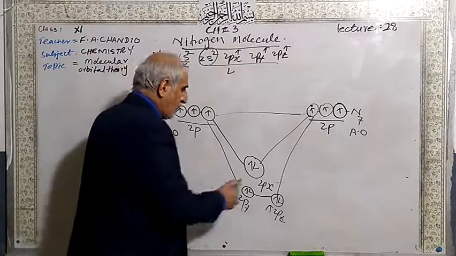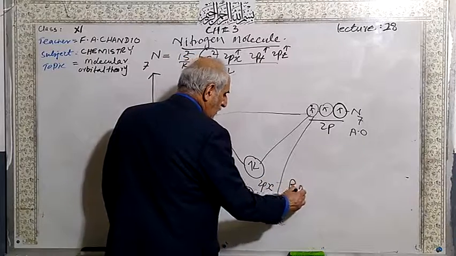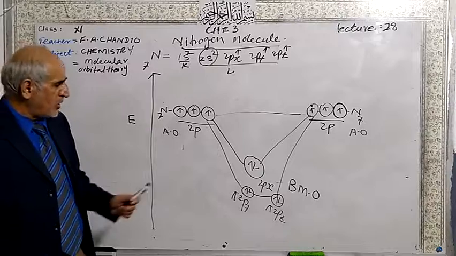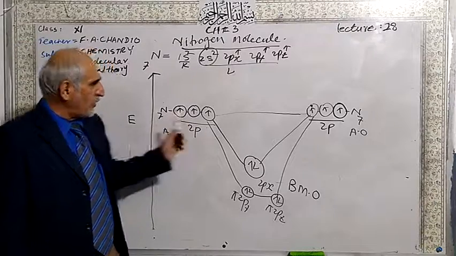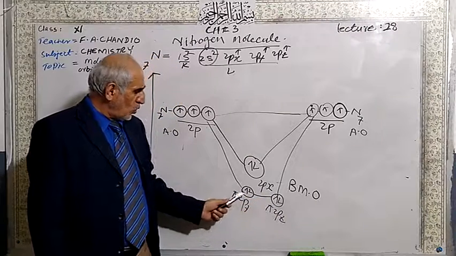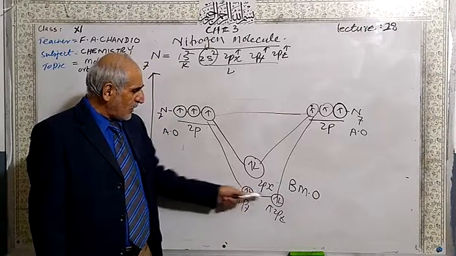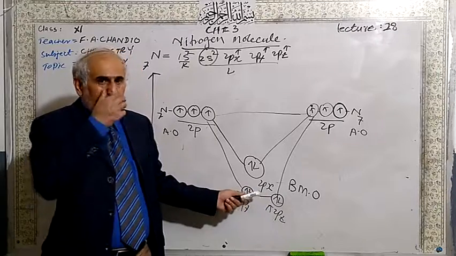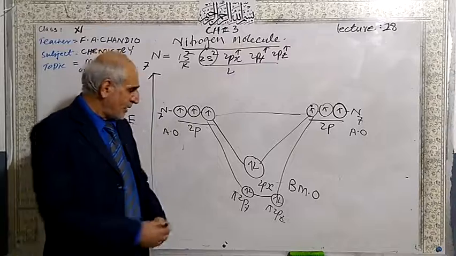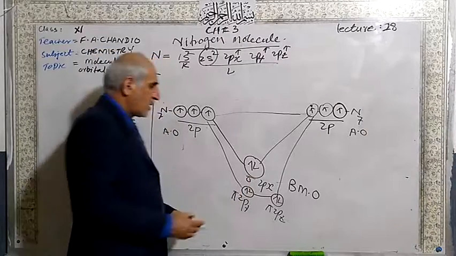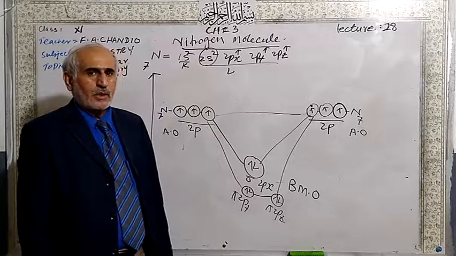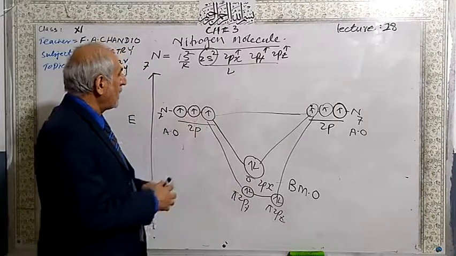So these are the bonding molecular orbitals. 1, 2, 3 electrons in one nitrogen, 1, 2, 3 in another nitrogen: 2 in the pi 2pz, 2 in the pi 2py. They have the same energy, they are degenerate orbitals. And this is the sigma 2px, and there are also 2 electrons there. So 6 are complete.